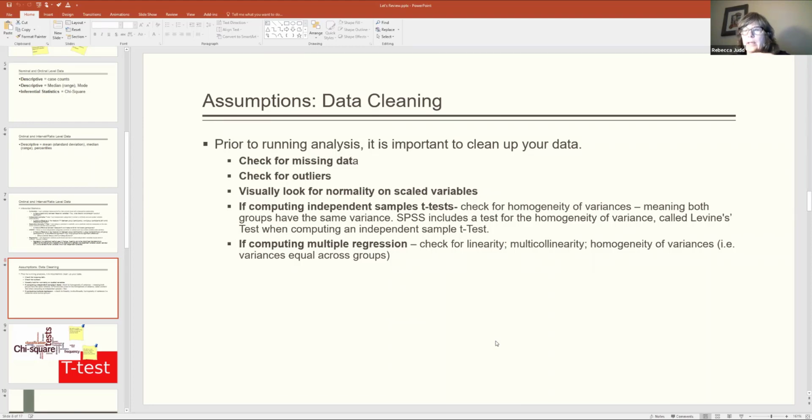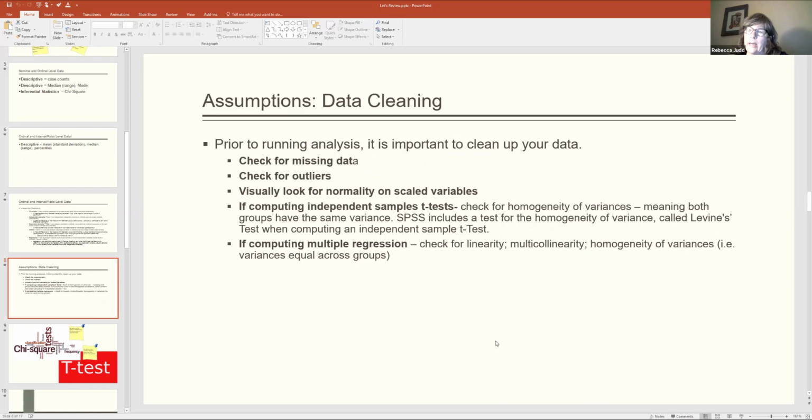Visually, you can look for normality on scale variables, that normal distribution. That's going to be important in multiple regression. It's going to be important in your t-test if your variances are normally distributed. The homogeneity of variances, we touched on that last week when we did the independent samples t-test, because it's the Levene's test and it tells you which one to choose based on the homogeneity of variance or not. And then if you're computing multiple regression, you want to check for linearity, multicollinearity, homogeneity of variances across all groups.